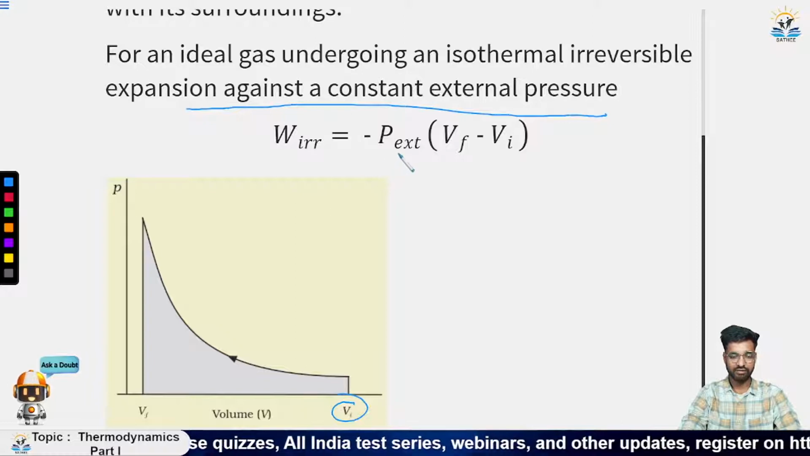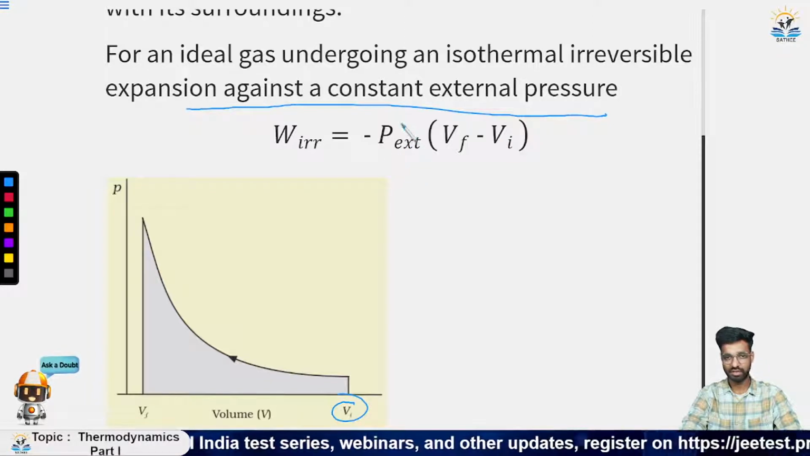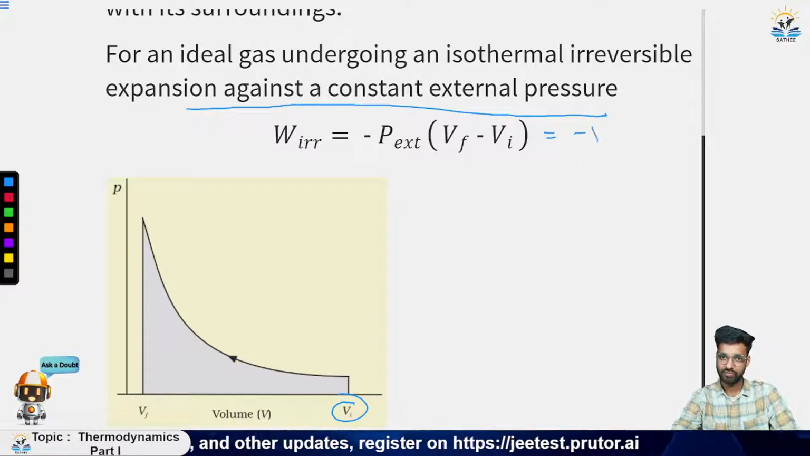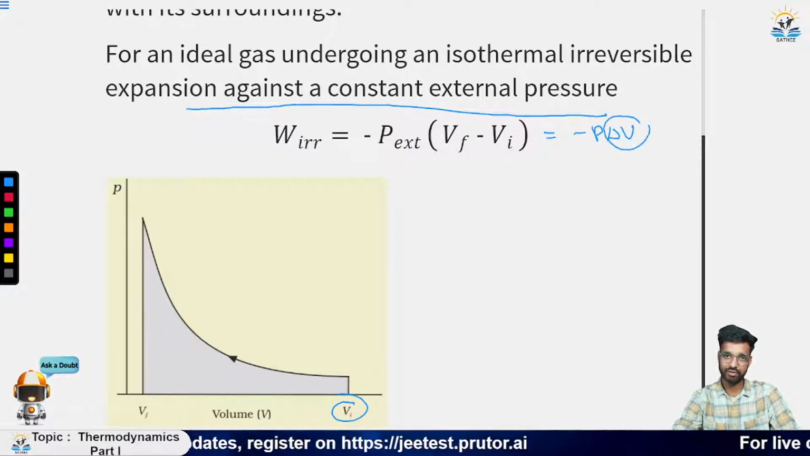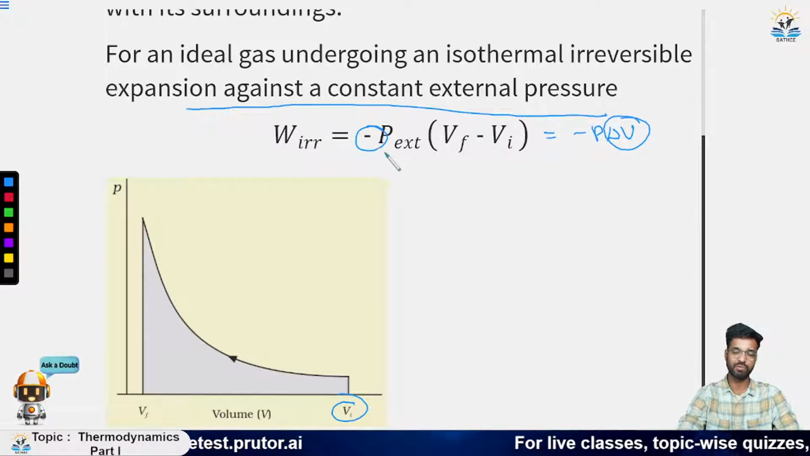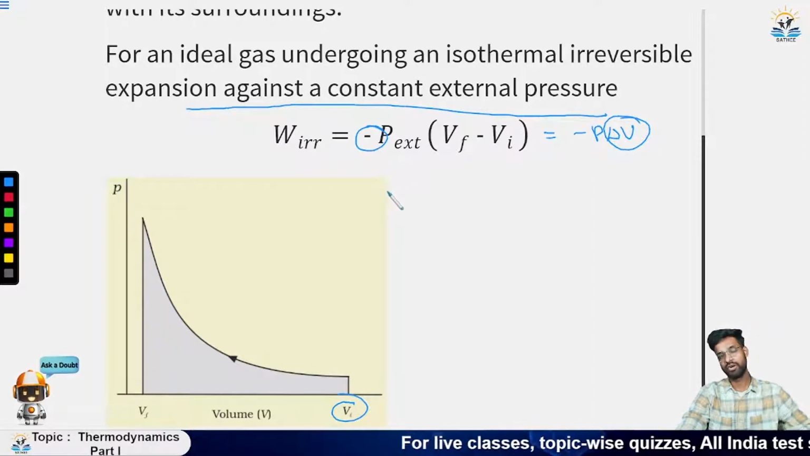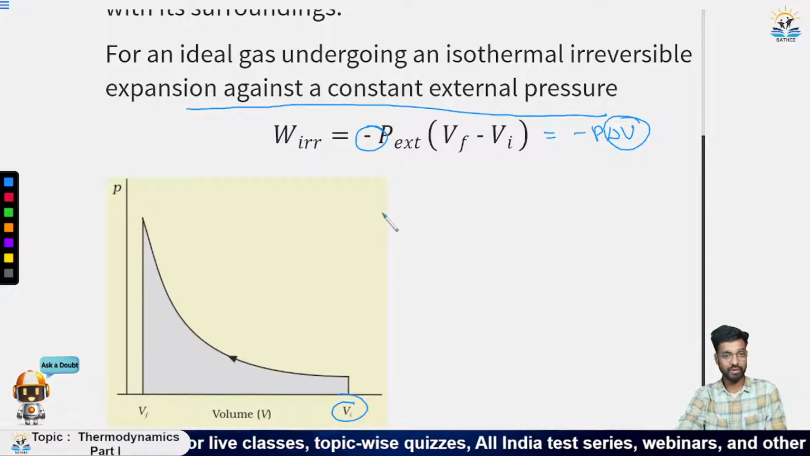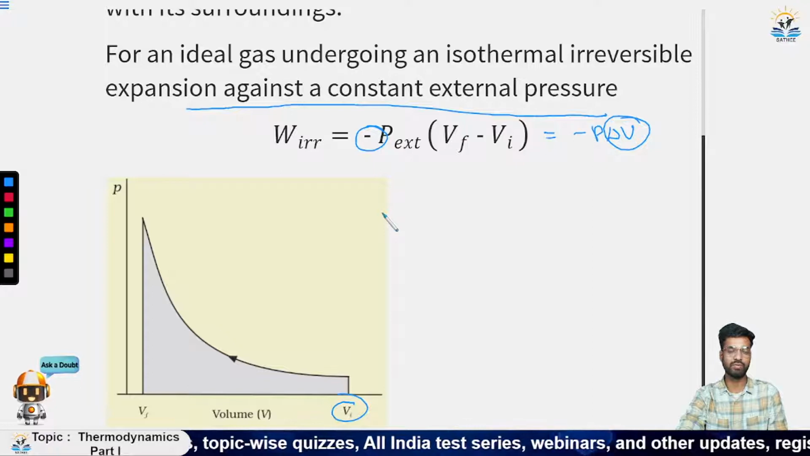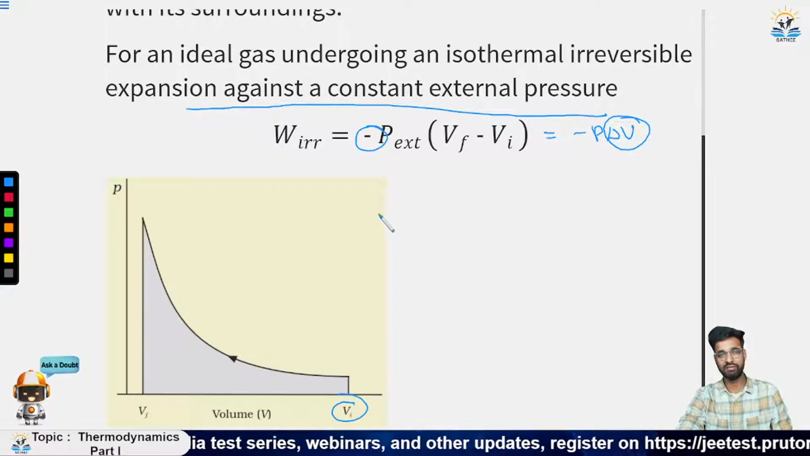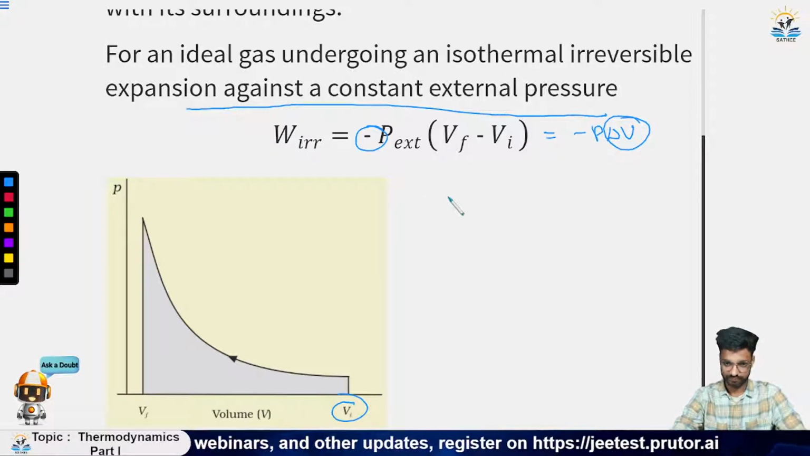For that case, the work is calculated using a very simple formula we have seen earlier: it is equal to minus P delta V, where delta V is equal to V final minus V initial. The minus sign is put here to keep the sign convention so that we do not get a negative work for doing work on a system. Whenever you do work on a system, it is always positive work, and whenever the system is doing the work, it will be negative work done.